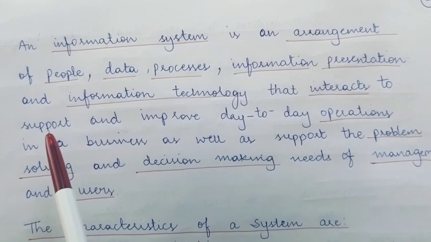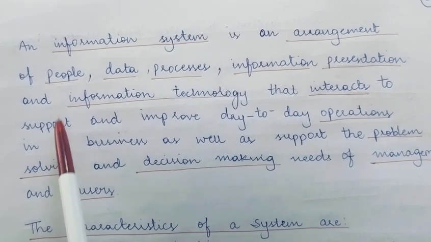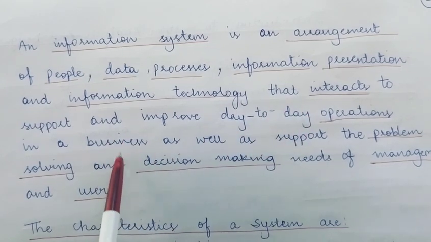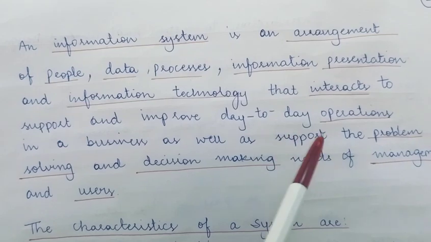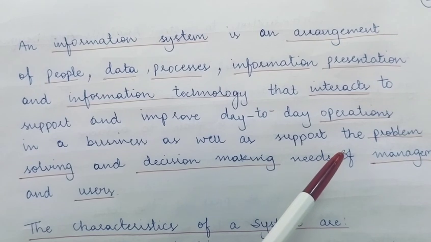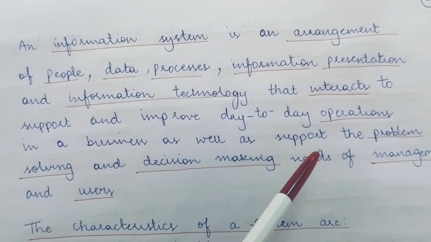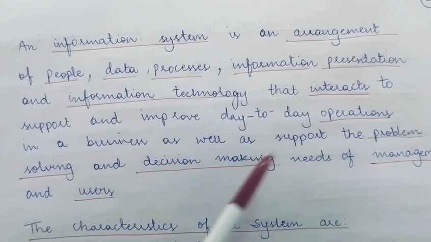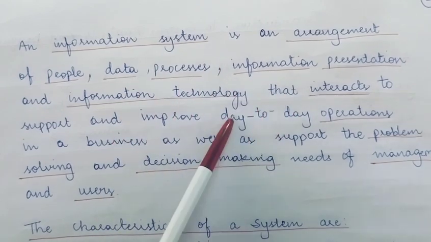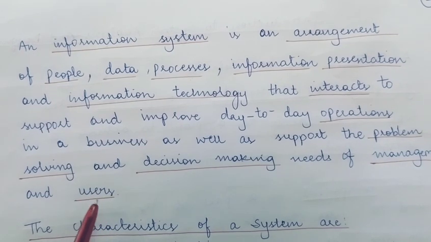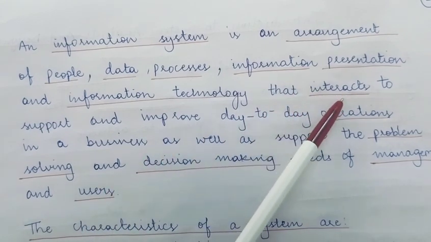Now why are they interacting? Because in an information system we need to provide support and improvement to the day-to-day operations of any organization or business, and also support the problem solving and decision making needs of management. Management in an organization needs to make decisions and solve problems. So to help the management make decisions and solve problems, these components interact with each other. Also, the users have certain problems and need to make some decisions.